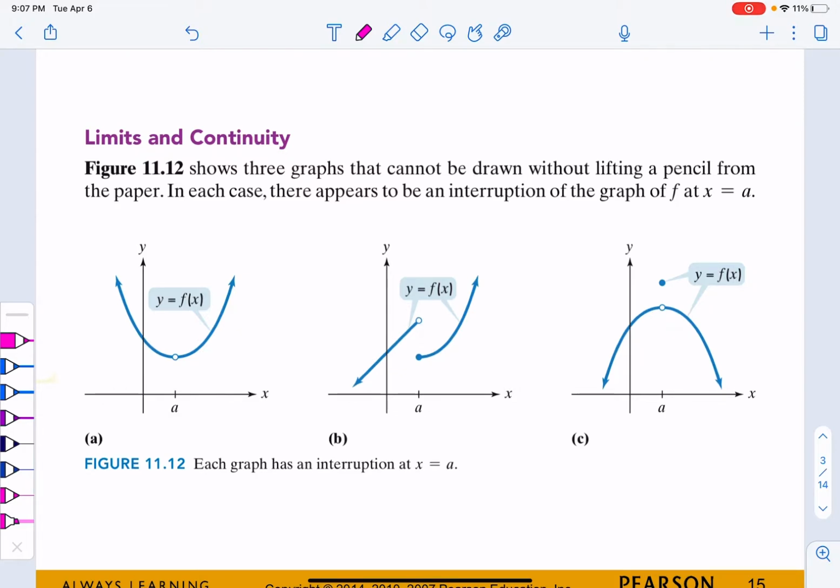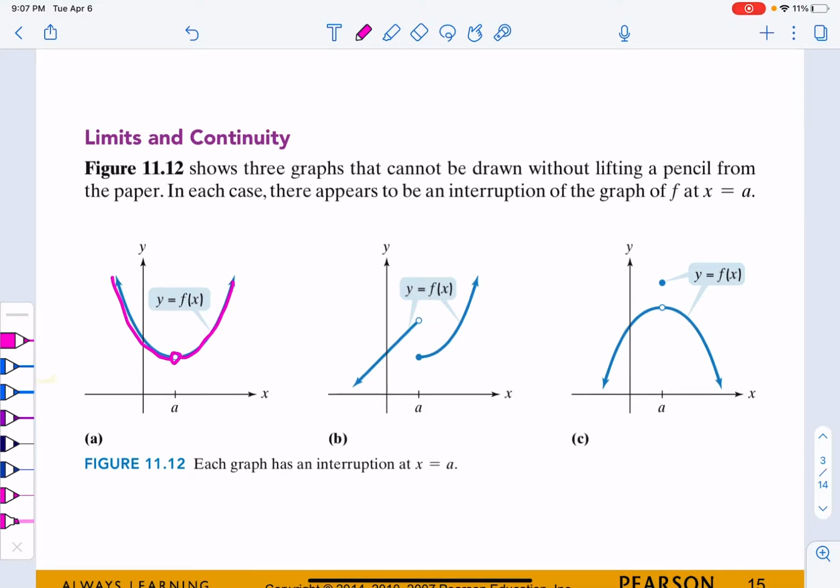the paper. In each case, there appears to be an interruption of the graphs of f at x equal to a. So the first graph, as you're reading the graph from left to right, it's coming down on the curve, and then there's a hole in the graph, and then it continues. You would not be able to go from the left side to the right side without having to lift your pencil.